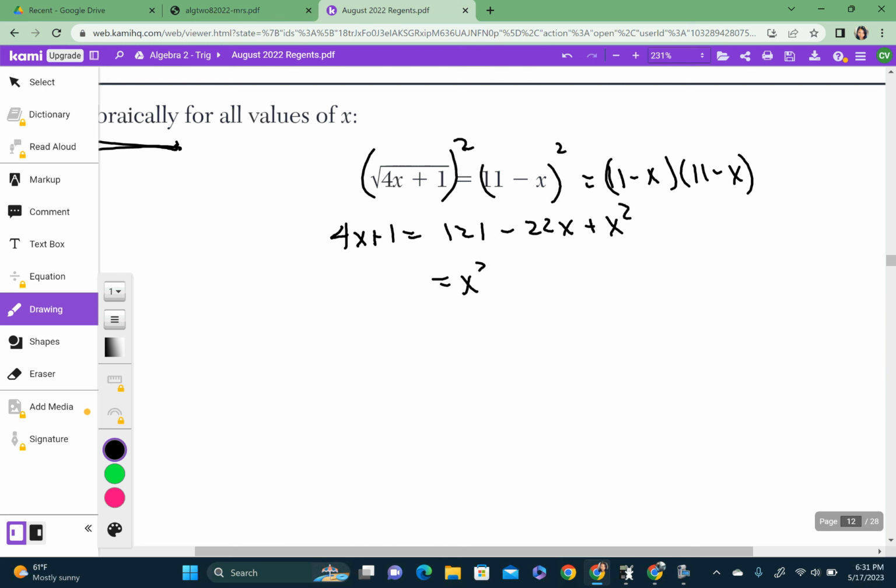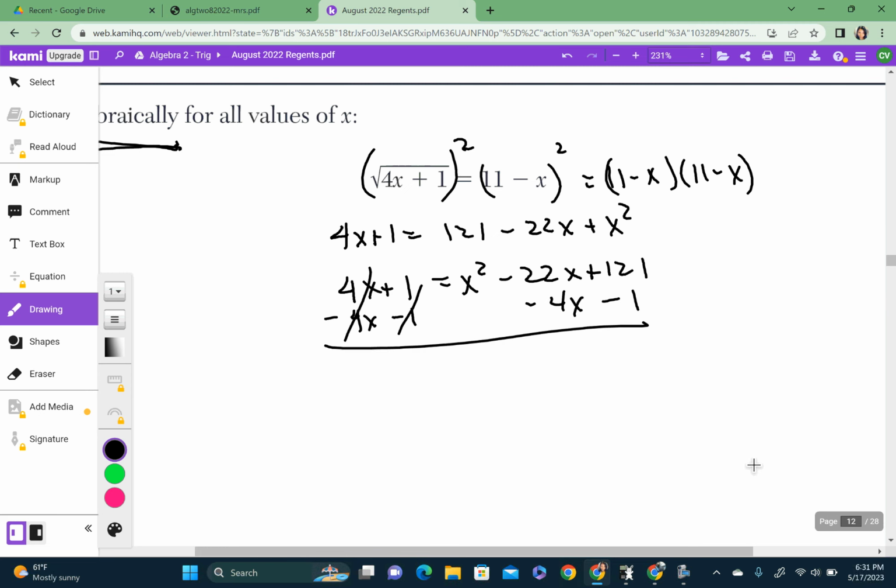Usually I like writing the x squared first, based off of what I heard from people. You all like that as well. And then we want to move everything over to the other side. So this is going to be minus 4x minus 1. Minus 4x matches with this, minus 1. And so this cancels out, and I'm left with x squared minus 26x plus 120. So this is equal to 0.